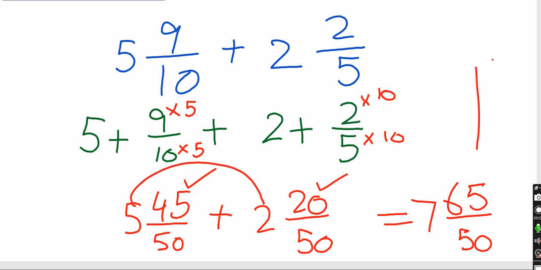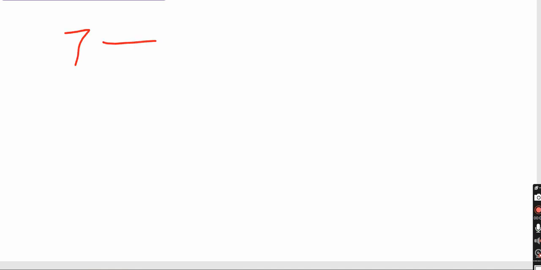Now here we can see that the denominator is smaller. We can never write a fraction with a smaller denominator, when the denominator is the bottom number, right? The denominator should always be greater. If the denominator is smaller, it means it is improper. So let me fix it. It was this, 7 whole 65 by 50. Let me fix it.